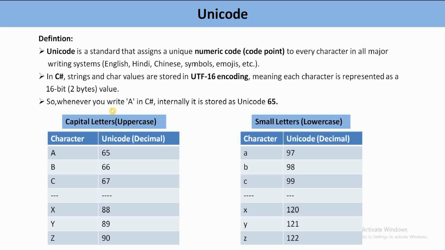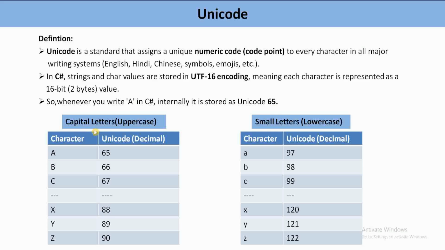So whenever you write A in C Sharp, internally it is stored as Unicode 65. So this is the value of A character. If we want to use A character in any string or any char values, then its original value is 65, which works internally, means it is assigned internally.